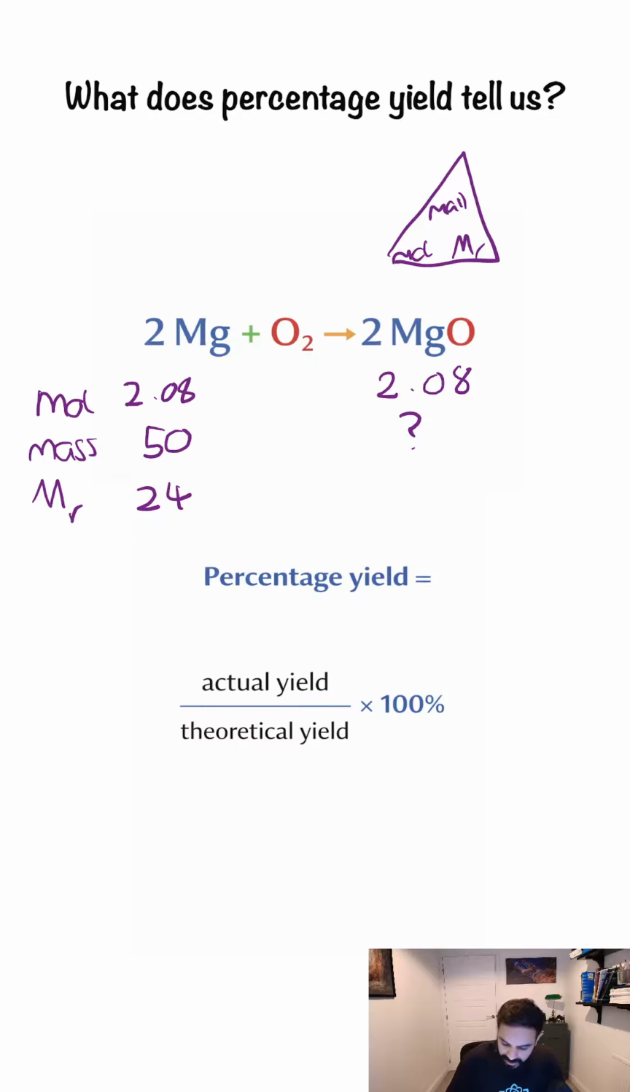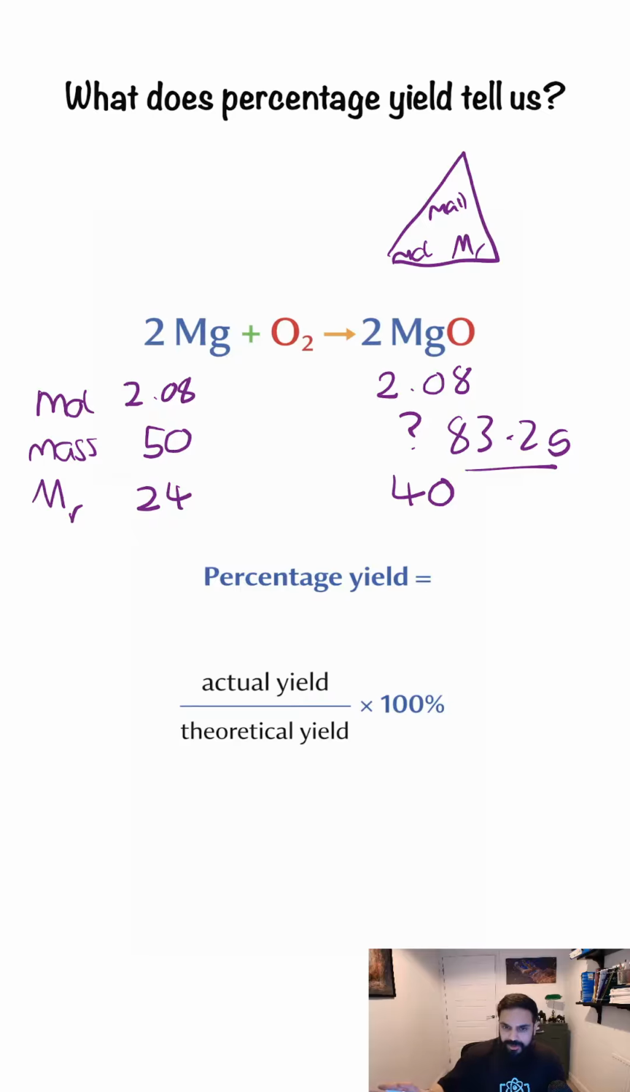Okay, so the Mr of magnesium oxide is just 24 plus 16, which is 40. So the maximum mass I could make is 2.08 multiplied by 40, and I get a value of 83.2. So that number there is the maximum amount of magnesium oxide I could make.